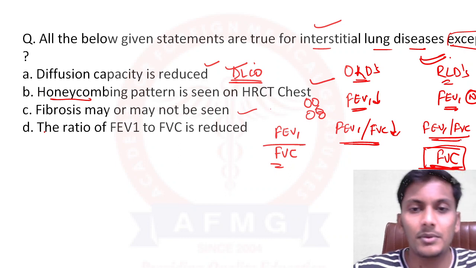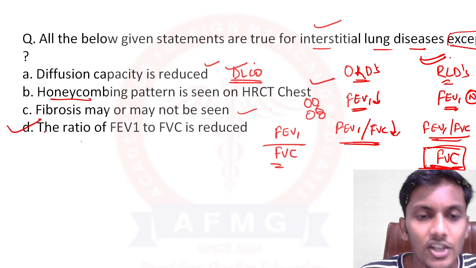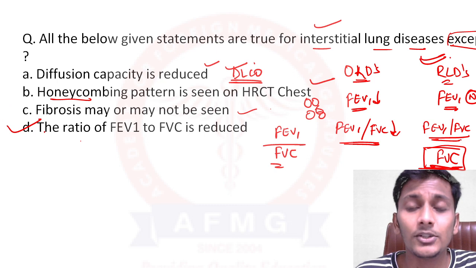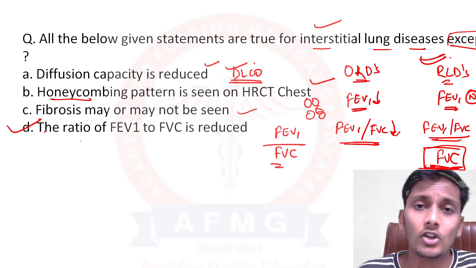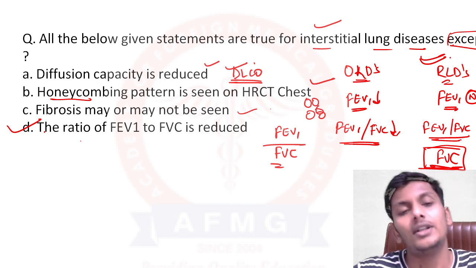So please remember this. So answer to this question is option D. The ratio of FEV1 by FVC is reduced in cases of obstructive lung diseases and not in cases of interstitial or restrictive lung diseases. Okay, moving on to our next question guys.